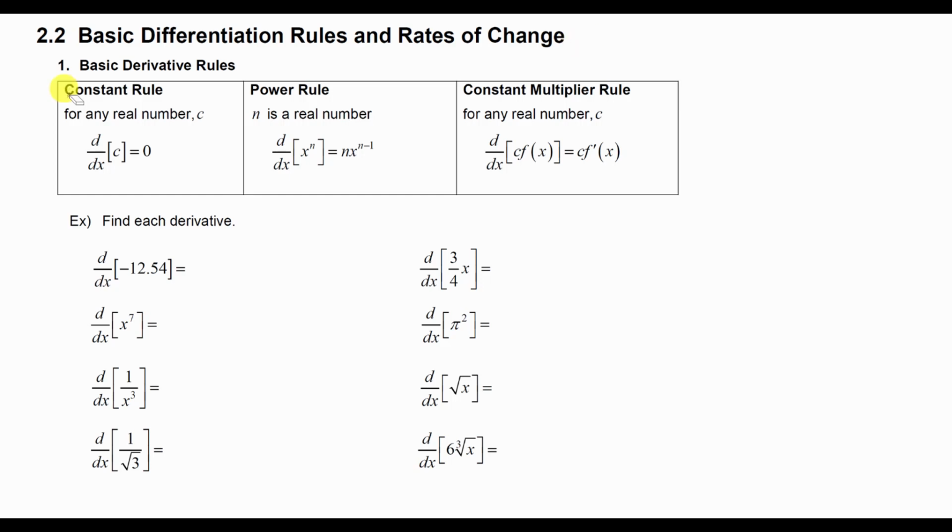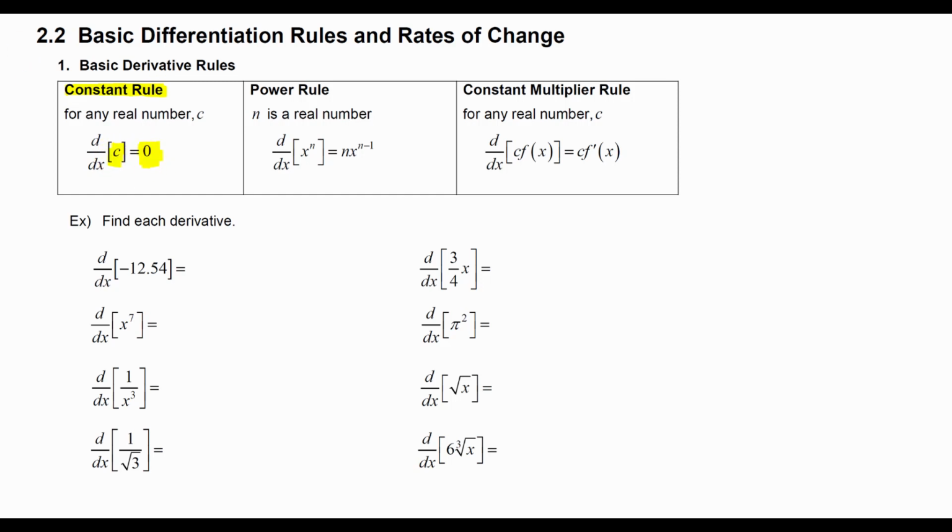First rule is the constant rule. For any real number c, the derivative of a constant is 0. Why is that? Well, a constant is y equals c, and y equals c is a horizontal line. And as you know, the derivative is the slope function. The slope of a horizontal line is always 0. So the derivative of any constant will be equal to 0.